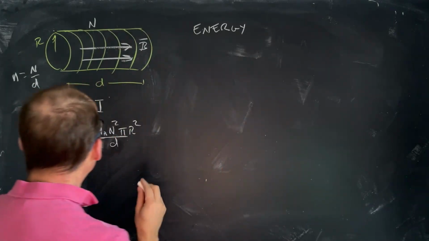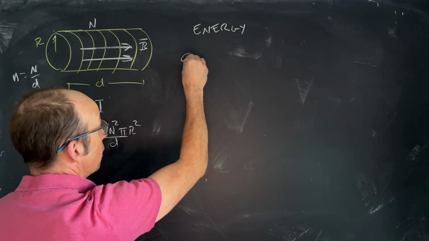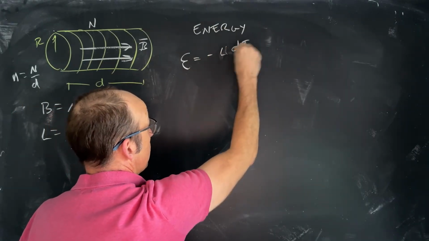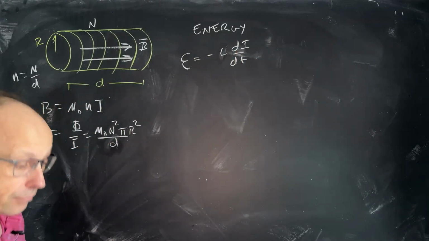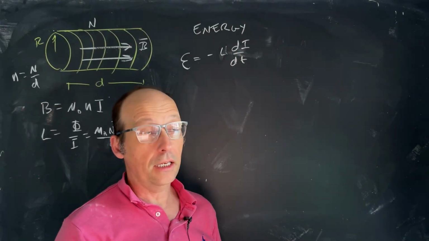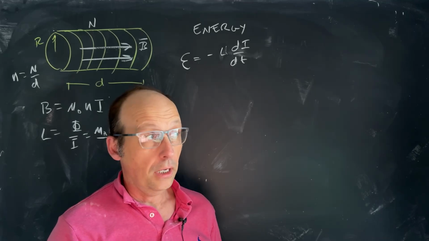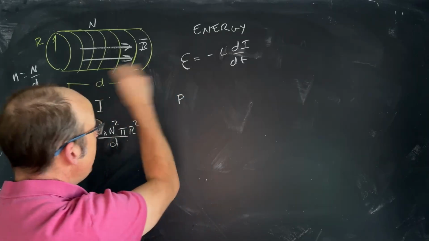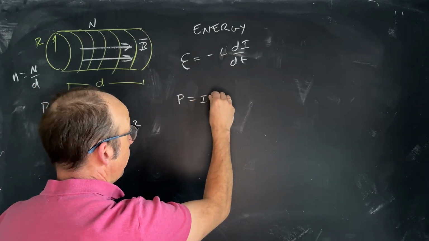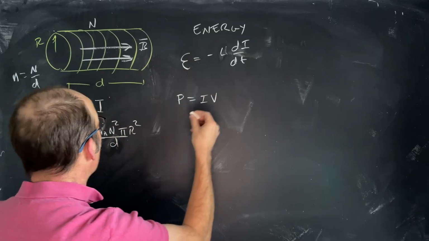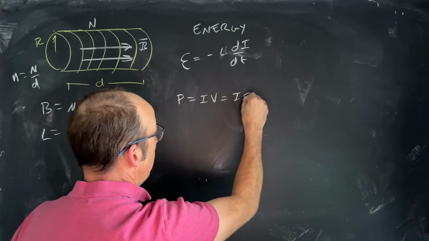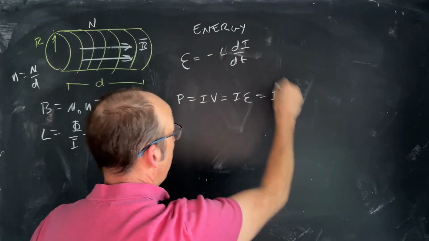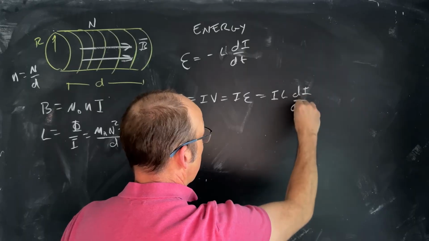And then remember, if we have an inductor, the voltage, the EMF, is negative L di dt. So it depends on the rate of change of current. So let's go ahead and calculate the energy stored in an inductor. And how do we do that? Well, I know that power for any element is IV. In this case, the voltage across the inductor is going to be the EMF, so it's I EMF. Or, just talking about the magnitude, I L di dt.